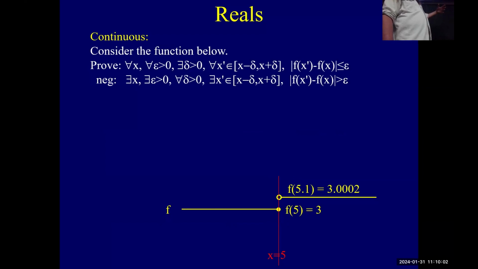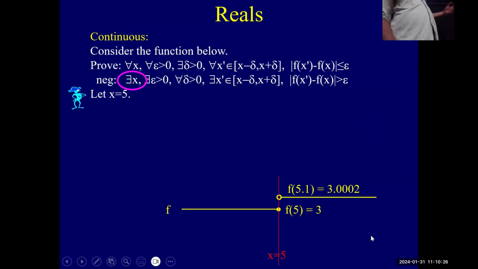So we negate it, right? We switch all the Foralls to exists and back and forth, and we flip this sign here. Everybody see what we're doing? And then we play the game, right? I have to come up with a value of x. Well, what's the meaning of x? X is where I'm claiming it's not continuous, right? So where is it not continuous? It's not continuous at 5, right? So I make x 5. Everybody good? And then we say, what's next?